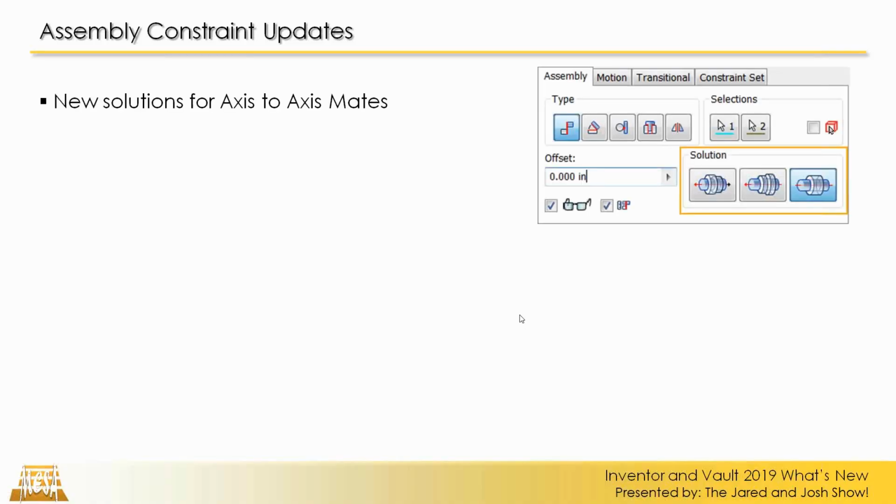Some constraint updates. And I mentioned 1 or 2 of these in a previous webinar that I did, but we have some new solutions for axis to axis. I'm going to show you exactly what I mean. But if you're doing a mate type constraint and you pick 2 axes, in previous versions we were never able to tell it which direction to go. So we might have to use the rotate part in order to get it to line up how we needed it and then be able to use the axis. We have a solution box for that now.